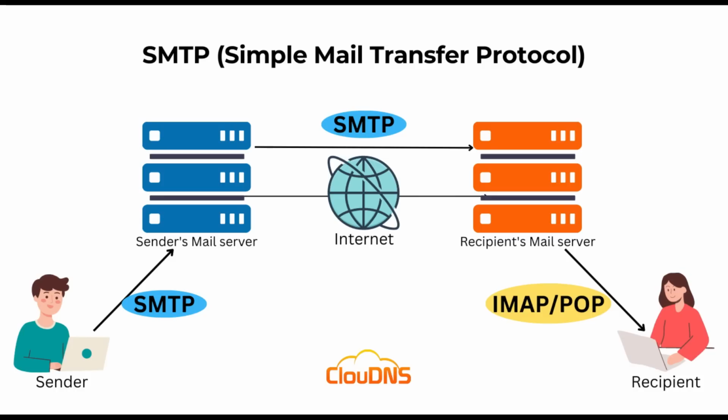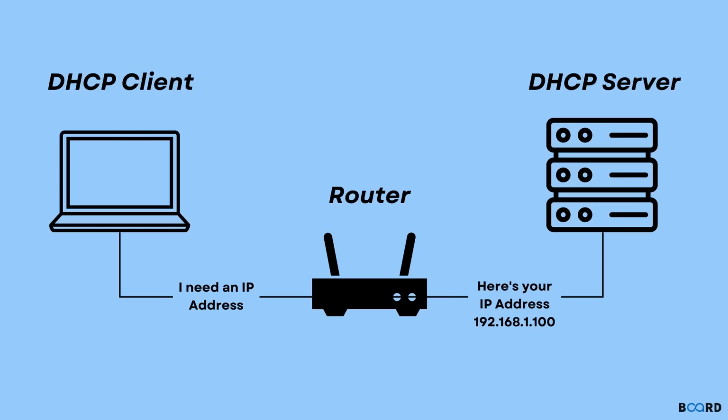DNS, the Domain Name System, translates domain names like google.com into IP addresses like 123.45.67.89. UDP, User Datagram Protocol, is a connectionless protocol used by applications that prioritize speed over reliability, like streaming. Management protocols control networking operations. SNMP is Simple Network Management Protocol. DHCP, Dynamic Host Configuration Protocol, automatically assigns IP addresses to devices on the network.